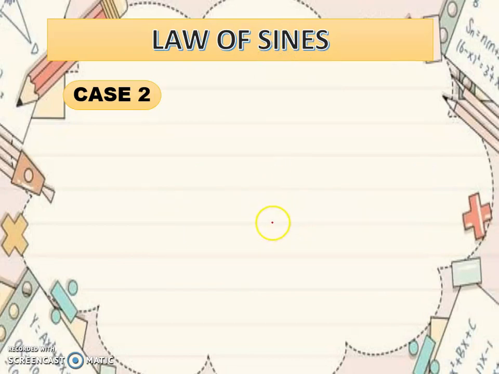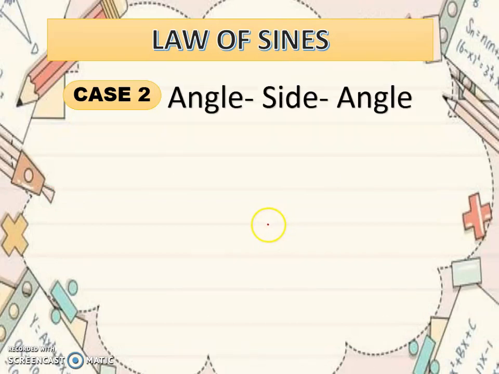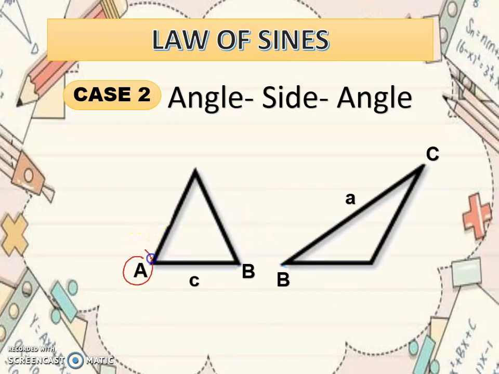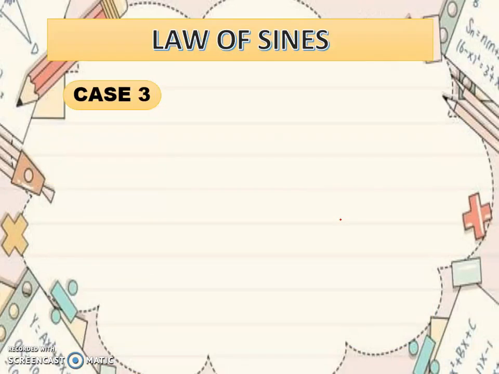Case 2. For case 2, the given is classified as angle, side, angle. If the given has 2 angles and one side, but that side is in between these angles, then this belongs to case 2. And for case 2, we will use the law of sines as well. On the given illustration, you can see 2 angles and one side. It is important that you know what type of given it is, so you will know what law you're going to use.